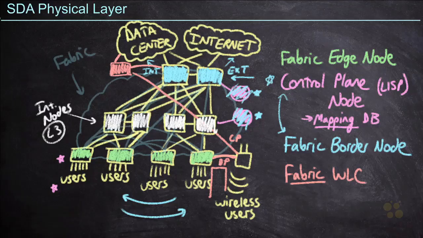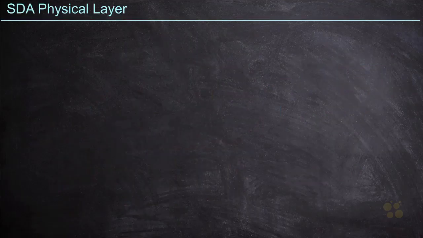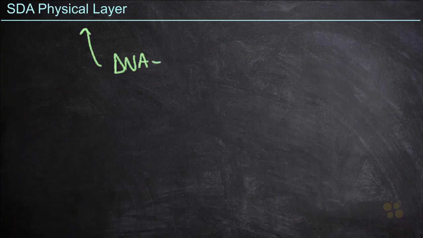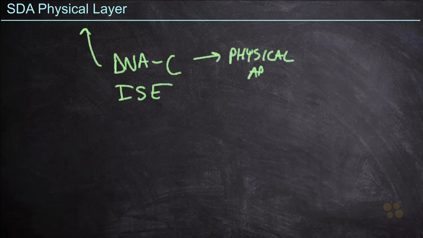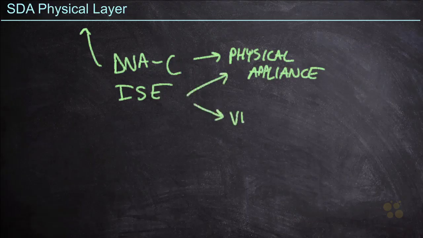Now last but not least, we do have to consider the controllers, because the controllers are part of the physical layer. And as we've mentioned, there are two controllers we need to concern ourselves with: the DNA Center Controller, or DNAC, and the Identity Services Engine, or ISE. Now DNAC, this is a physical appliance. It must be physically installed and directly connected to the SDA network. However, ISE has two forms. It can be a physical appliance, or it could be deployed virtually as a virtual machine.